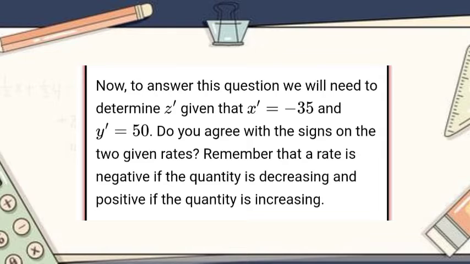To answer this question, we will need to determine Z prime given that X prime is equal to negative 35 and Y prime is equal to 50. Do you agree with the signs on the two given rates? Remember that a rate is negative if the quantity is decreasing and positive if the quantity is increasing.